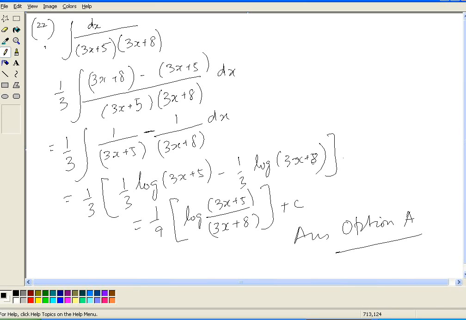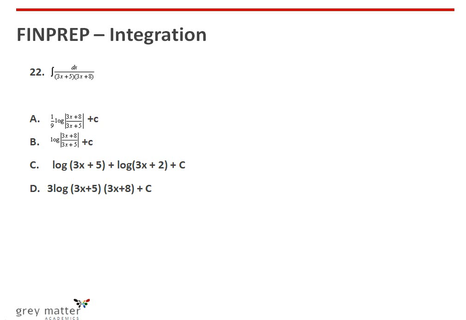Going to our PowerPoint presentation, it is option A. It says 1 by 9 of log of modulus (3x+8) by (3x+5), because log of a positive number is only generally considered, and that plus a constant c.